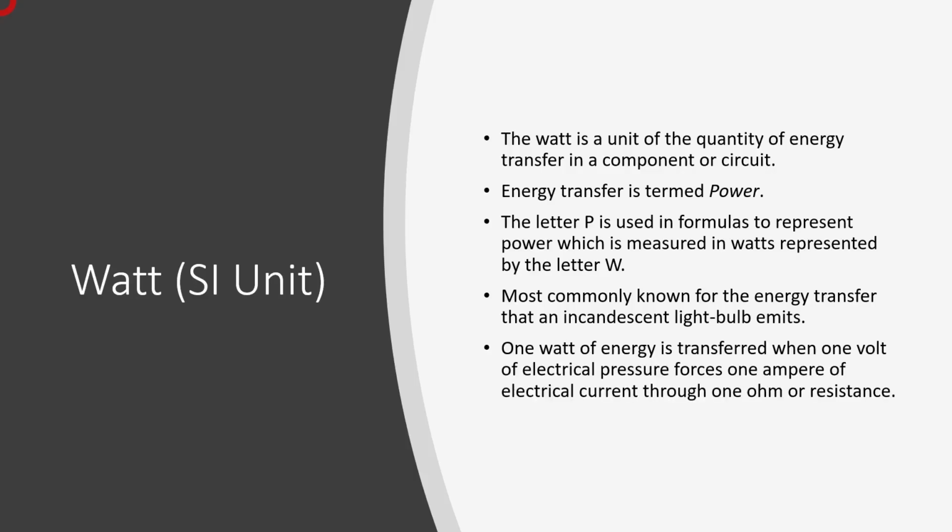One watt of energy is transferred when 1 volt of electrical pressure forces 1 ampere of electrical current through 1 ohm of resistance. Okay, so you notice it's a bunch of ones here. So they're all tied together. The singular unit of each one of these measurements is associated with a singular unit of all of the others as well. So simply put, 1 watt equals 1 volt times 1 amp.